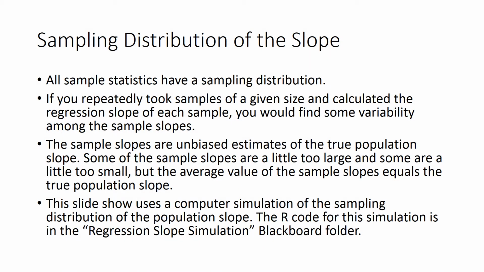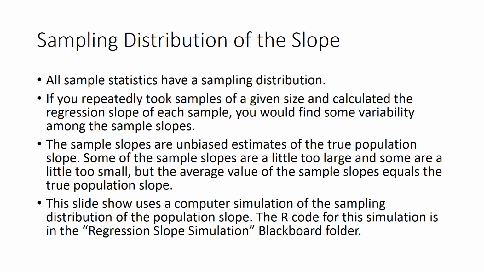Sampling distributions exist for all statistics. They're based on the concept of this question: what results would you get if you repeatedly took one sample after another using the same sample size for each sample from a population and calculated some statistic, such as the regression slope? It turns out that some pretty interesting and predictable things will happen.